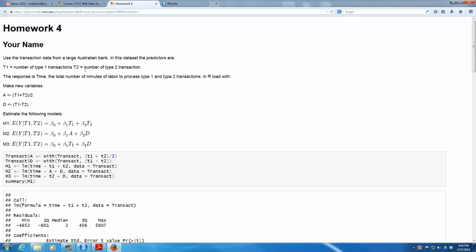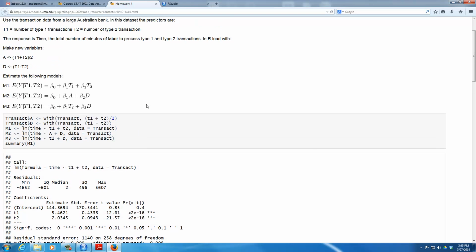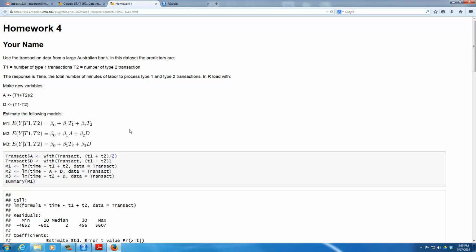number of type 1 transactions and the number of type 2 transactions, and the response variable y is time, which is the teller time to process the transactions in minutes. First part of the problem estimates 3 models. A model that explains teller time as a function of type 1 and type 2 predictors, regressors, M1. A model M2 that explains the teller time in terms of the difference between type 1 and type 2 transactions, D, and A, the average number of transactions at a bank branch.